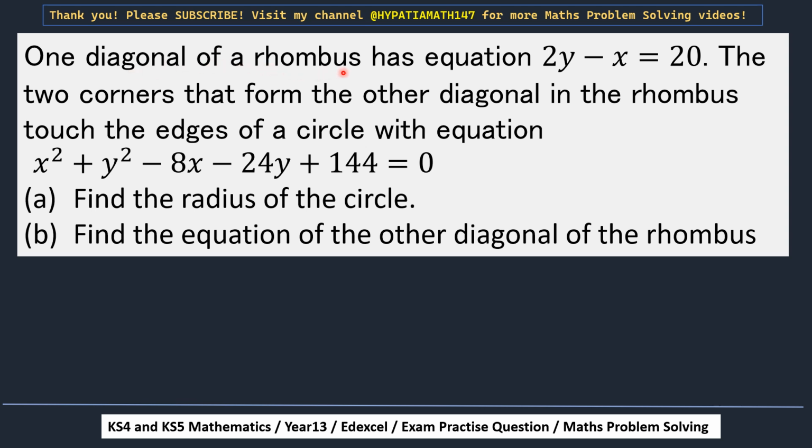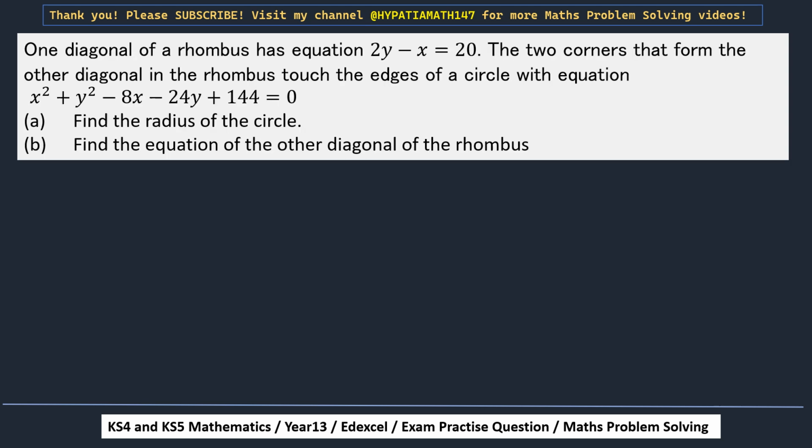One diagonal of a rhombus has equation 2y minus x equals 20. The two corners that form the other diagonal in the rhombus touch the edges of a circle with equation x squared plus y squared minus 8x minus 24y plus 144 equals 0. We need to find the radius of the circle and find the equation of the other diagonal of the rhombus.